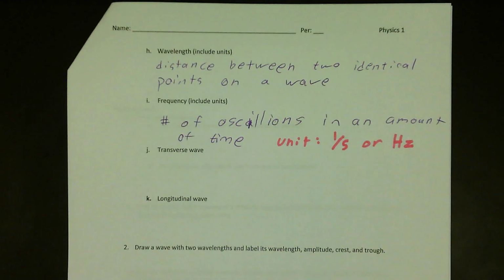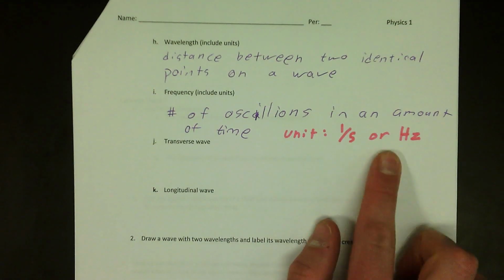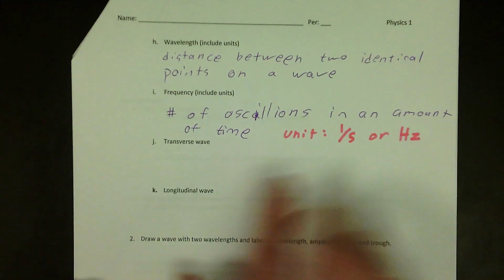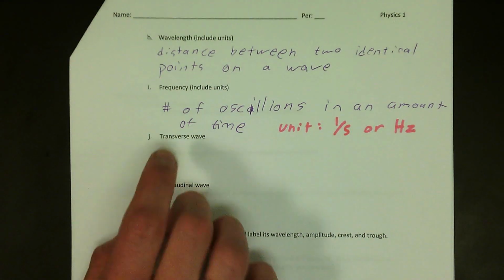All right. So we got oscillations in an amount of time. We got the unit. The unit is 1 over seconds or hertz. Hertz is what it is. We're going to come back and talk more about frequency. You've actually done frequency already. You just didn't know you did it already. But we'll talk about frequency.